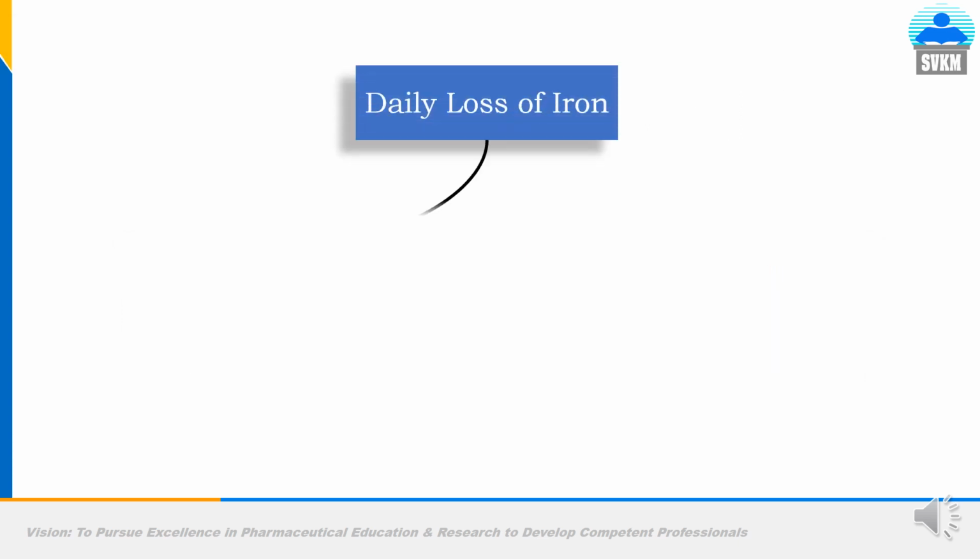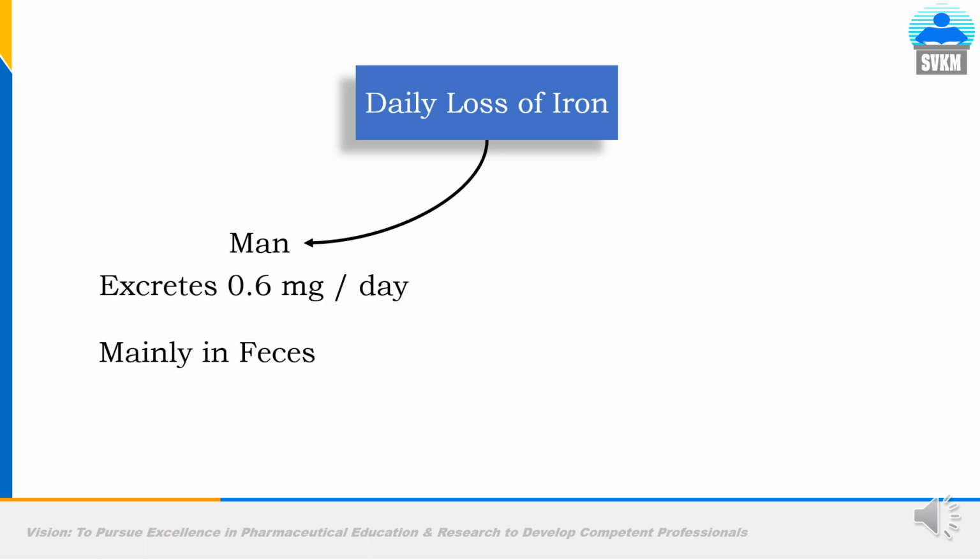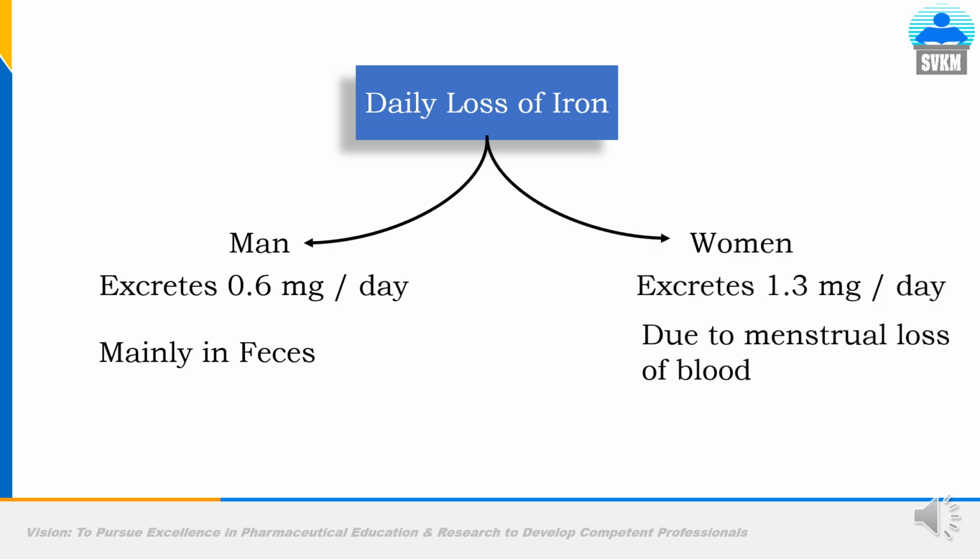Now the daily loss of the iron. In men they excrete 0.6 mg per day, mainly in the feces, whereas in women they excrete near about double of that of men, that is nothing but 1.3 mg per day. It is because of the menstrual loss of the blood.